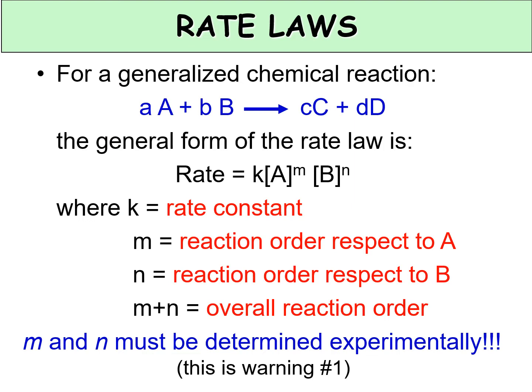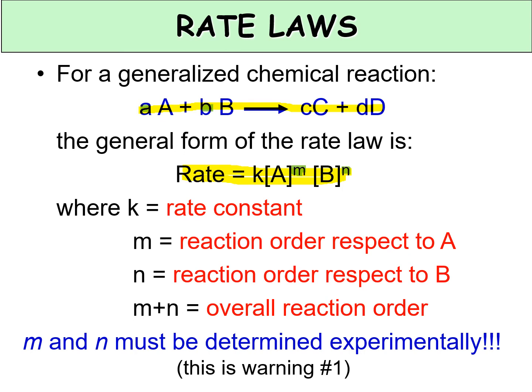So, in general, when you have a balanced equation, this is your balanced equation, and this is your rate law. Now, you might have noticed at this point that I took great care to use different symbols for the exponents than for the coefficients in the balanced equation. The coefficients in the balanced equation are A and B. The exponents here are M and N.